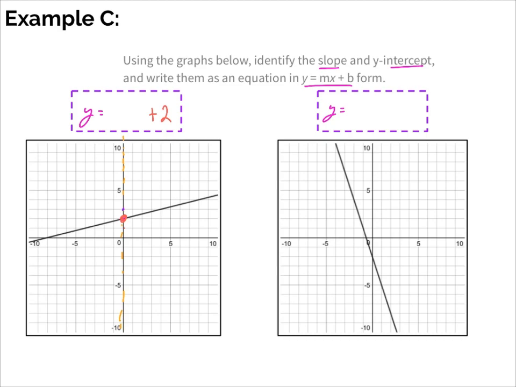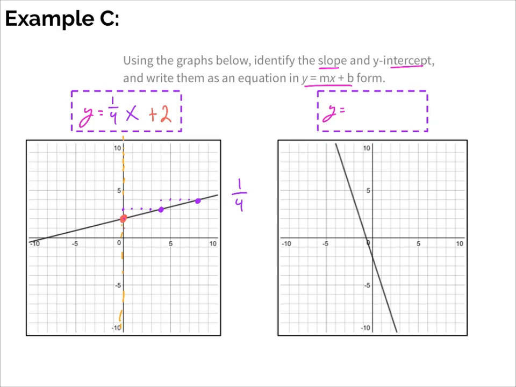So if I go up 1, over 1, not on the line, over 2, not on the line, over 3, not on the line, over 4, on the line. Let's check again. Up 1, over 4, on the line. So we know that if we go up 1 and over 4, that is our slope. So 1/4 x, because we always need to put in our input.